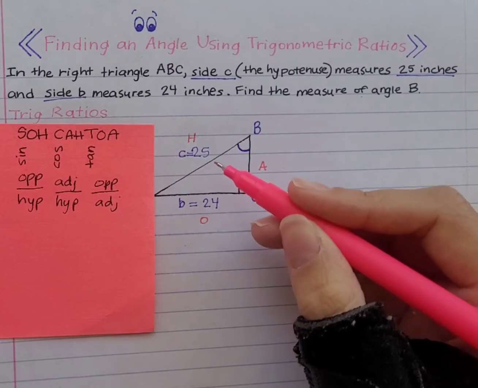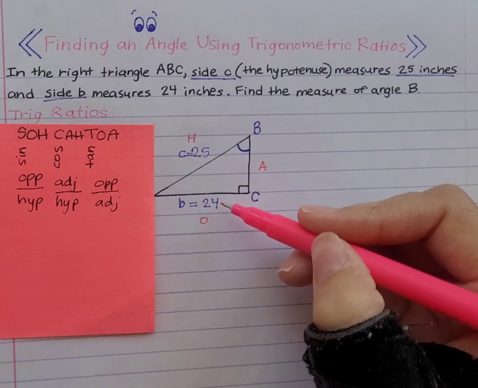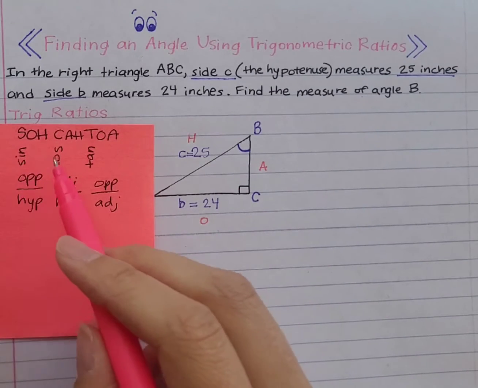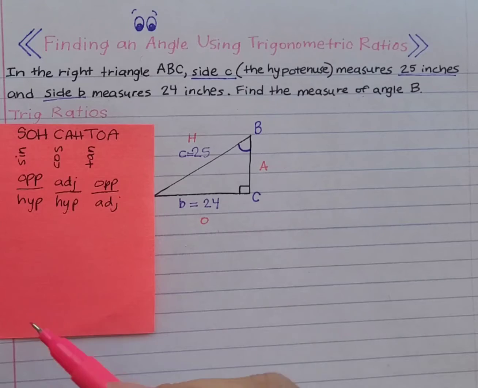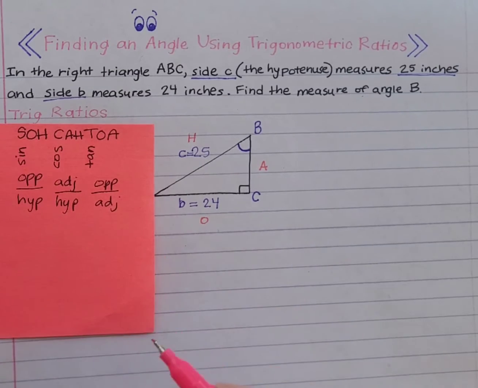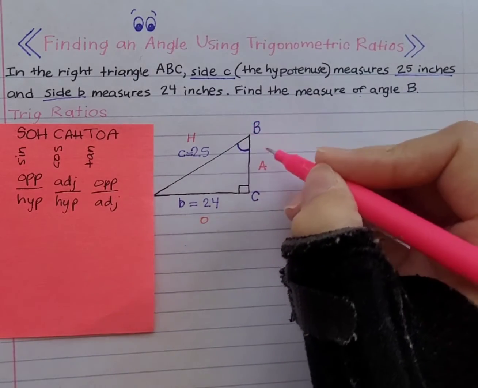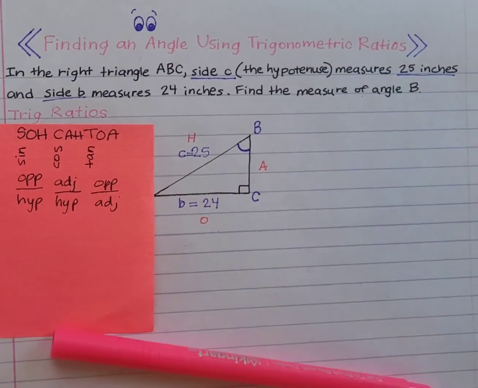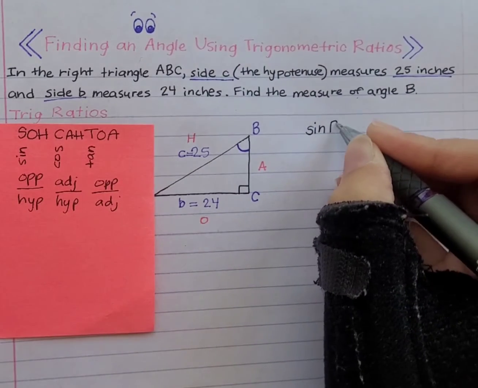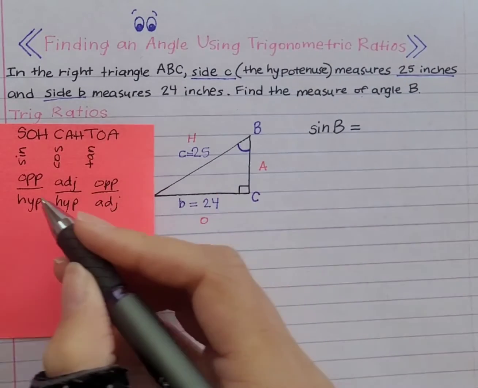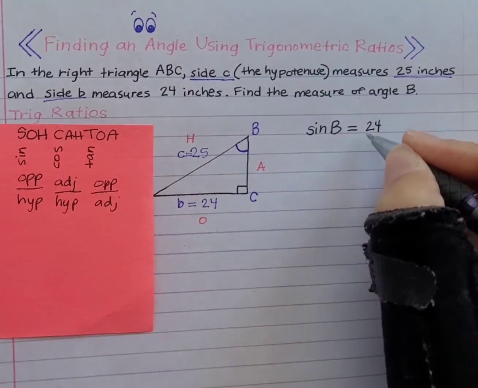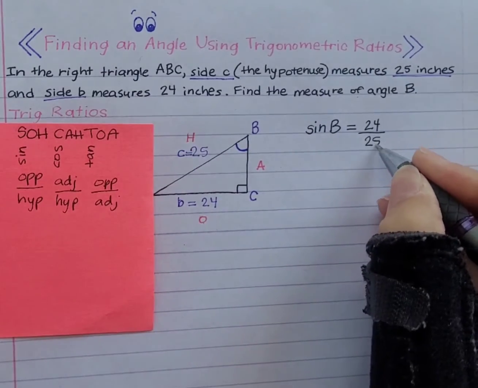Now, we look at which sides have our information, our hypotenuse and our opposite. So I look over here, and which one of these uses opposite and hypotenuse? Opposite and hypotenuse right here. That's our sine function. So this tells me that the sine of angle B is equivalent to the ratio opposite over hypotenuse. So my opposite is 24 and my hypotenuse is 25.